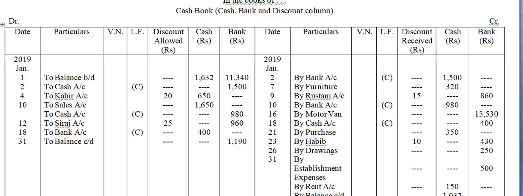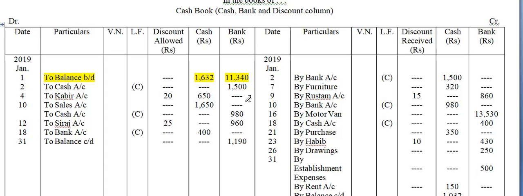So let us start with the entries. Now cash in hand and cash at bank, both these balances are positive balances. So on 1st of January you will record towards the debit side To Balance BD. For cash you will write 1632 and for bank you will write 11340.